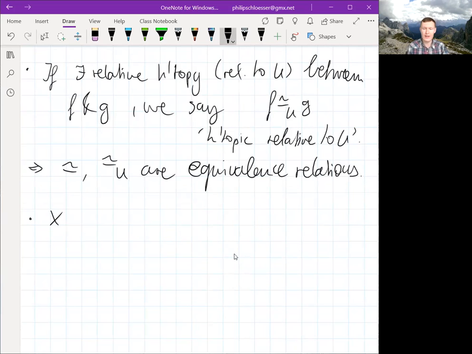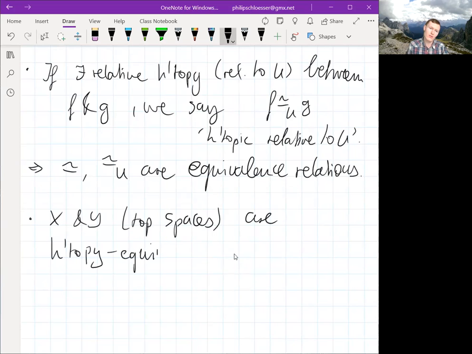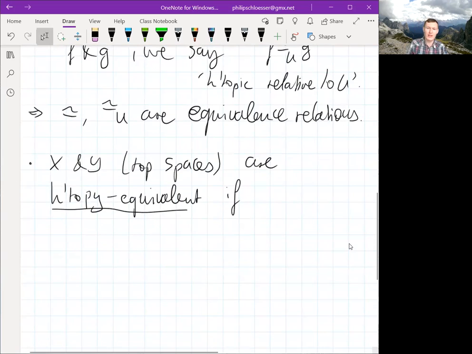Okay, and then we can again define for two topological spaces to be homotopy equivalent: if there are maps between X and Y and a map between Y and X, such that their compositions are again not equal to the identity but homotopic to the identity.